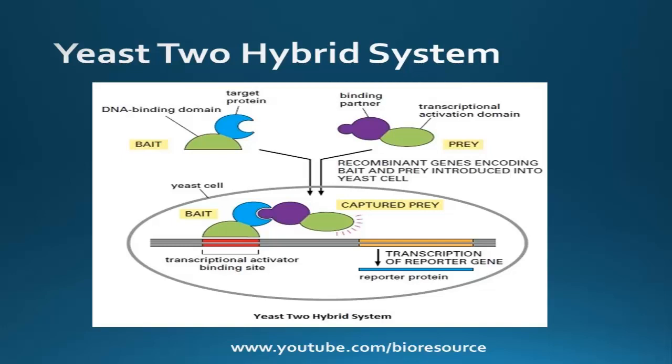Bait protein can bind to the regulatory region of the reporter gene, and it can be used to fish out the protein that interacts with the target protein inside the yeast cell. The interaction of bait and prey will bring about the activation and expression of the reporter gene. The reporter gene is chosen in such a way that the expression will help the yeast cell grow on selective medium.